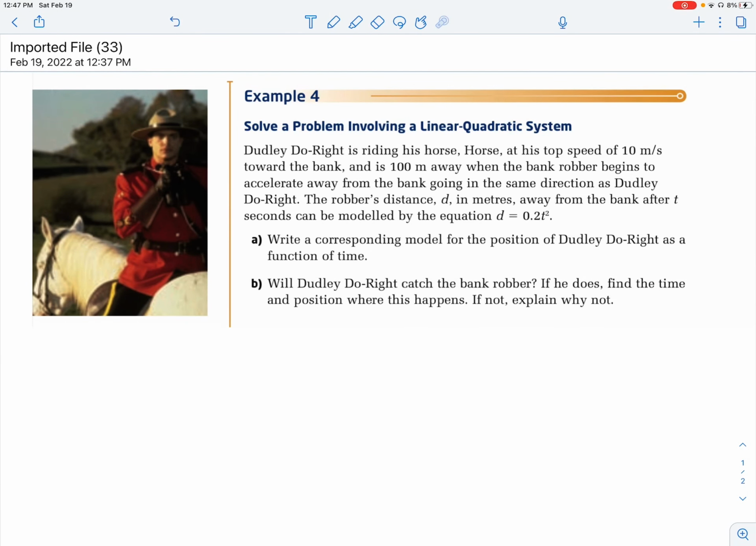Hi, welcome to our last example. Example 4, solve a problem involving a linear quadratic system. So this is our last video for section 1.7, solving linear quadratic systems.